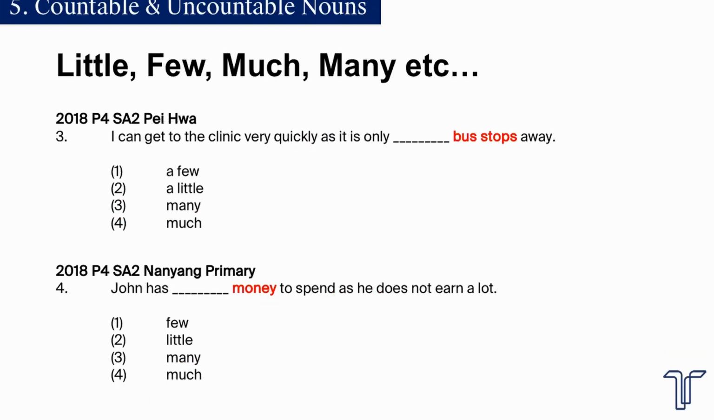Question 3. I can get to the clinic very quickly as it is only blank bus stops away. So bus stops you can count, right? And you can get to the clinic very quickly. That means there are not many bus stops. So as it is only a few bus stops, answer is 1.